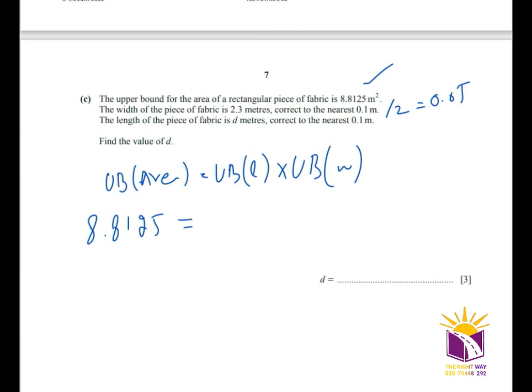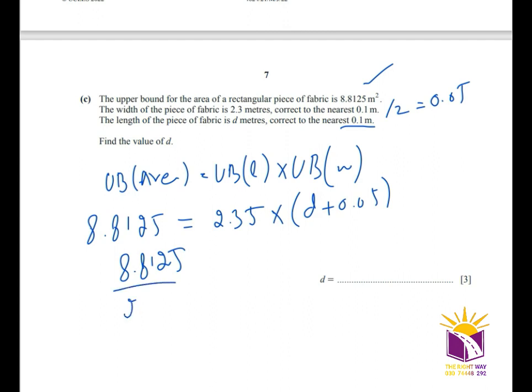So the upper bound width will be 2.35 meters, multiplied by D plus 0.05. Why have I done 0.05? Because it is also correct to nearest 0.1 meter, so we have used its upper bound. So 2.35 will be dividing on the other side: 8.8125 divided by 2.35 will be equal to D plus 0.05.